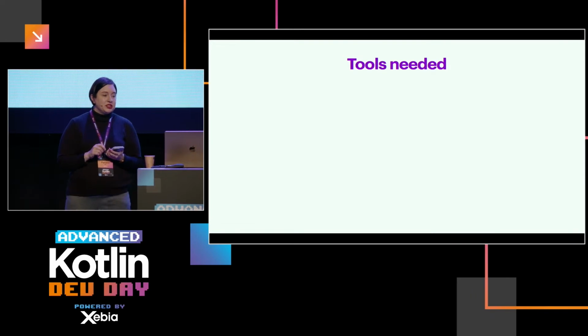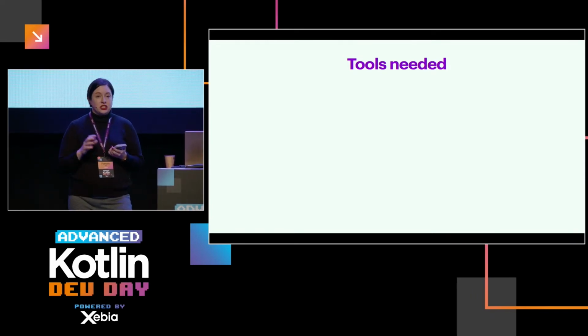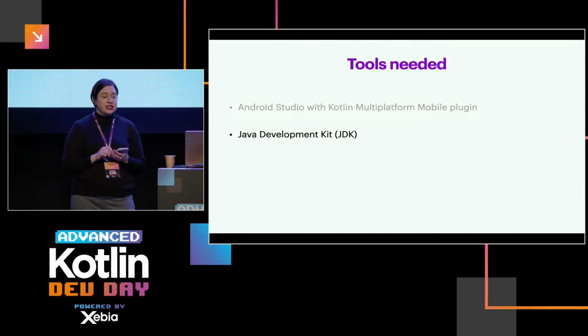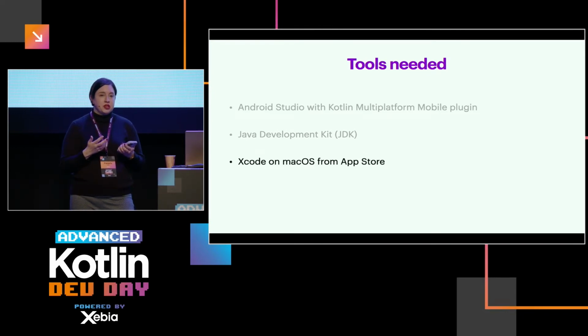So these are the tools that you need to get started with sharing code on Android and iOS with Multiplatform Mobile. You need Android Studio with a Kotlin Multiplatform Mobile plugin. You need the Java Development Kit, or JDK. And you need Xcode on macOS from the App Store because you're going to be coding some iOS stuff on Xcode.